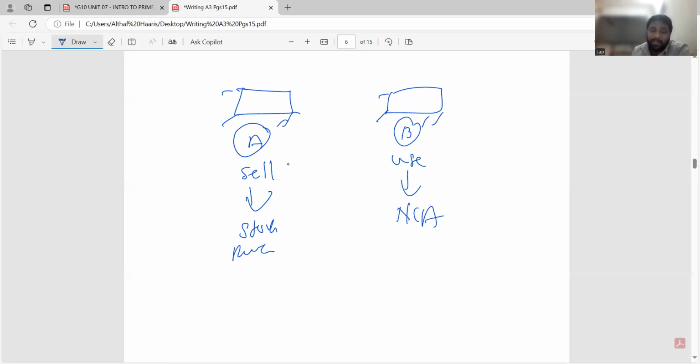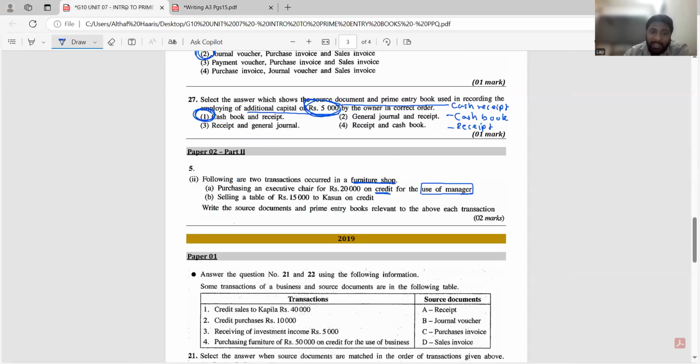So do remember that. Here in this question, they are clearly stating that even though they are a furniture shop, they are buying it to use. So it is a non-current asset purchased on credit. Non-current asset purchased on credit will go to the general journal. Source document, journal voucher.